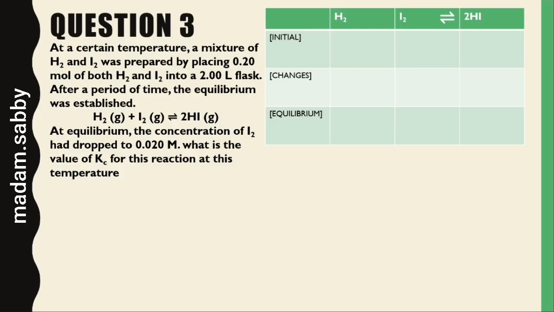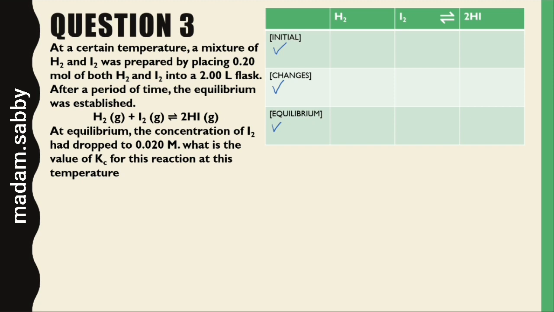So you need to really understand what an ICE table is and how to use it. Alright, so let's try a more difficult question involving an ICE table. So what is an ICE table? It involves initial for I, changes for C, and equilibrium for E. Some questions might ask you to calculate Kc. Initial refers to initial concentration, C to change in concentration, and E to equilibrium concentration.